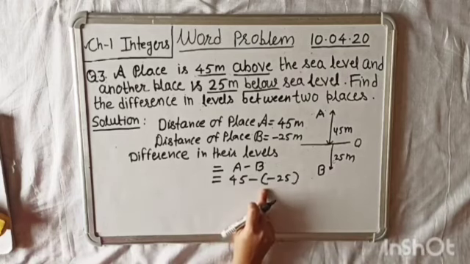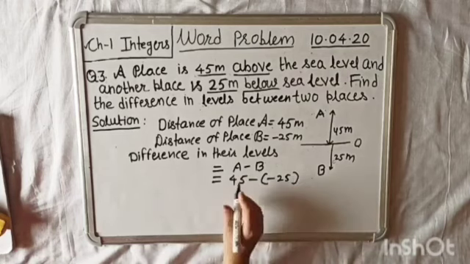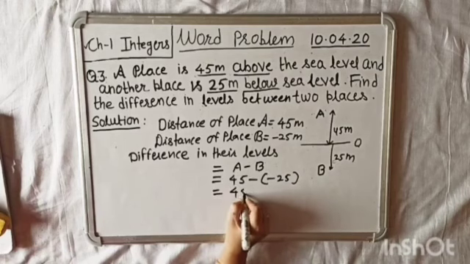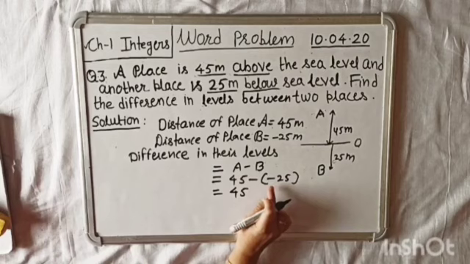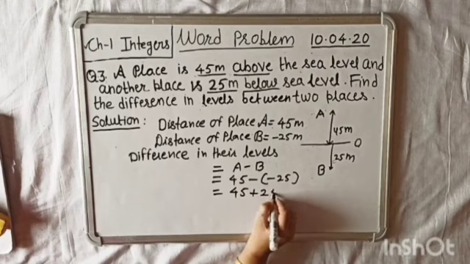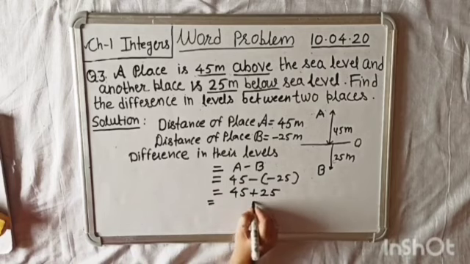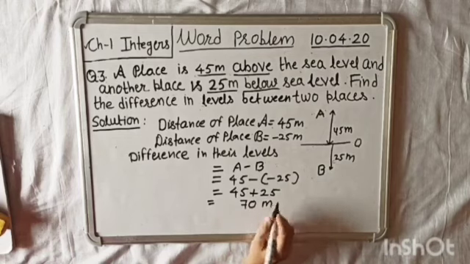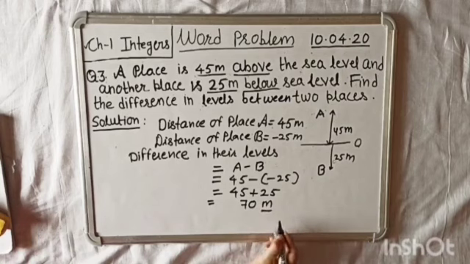And always prefer to put negative integer in the bracket. So here minus sign is outside the bracket. So the integers inside the bracket change their sign. So it will be plus. So 45 plus 25 will be 70 meter. Don't forget to write the unit, that is 70 meter.